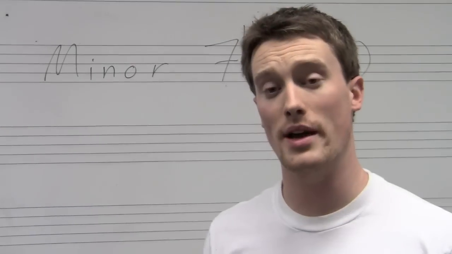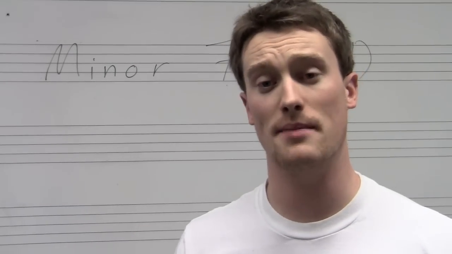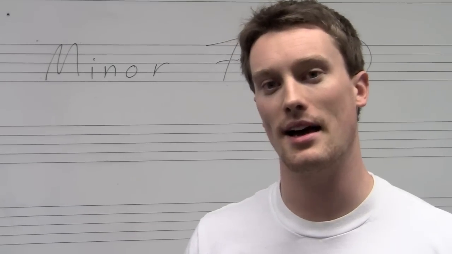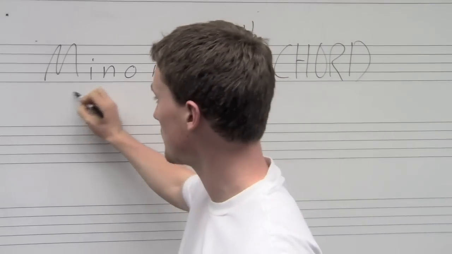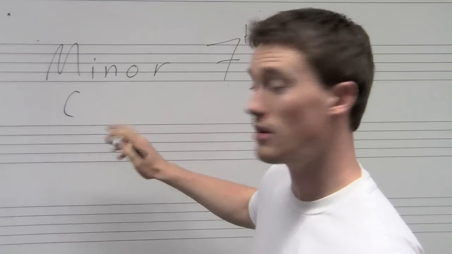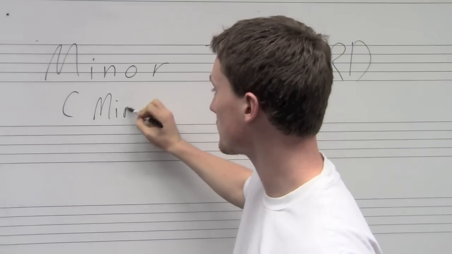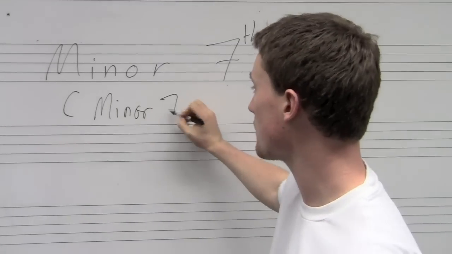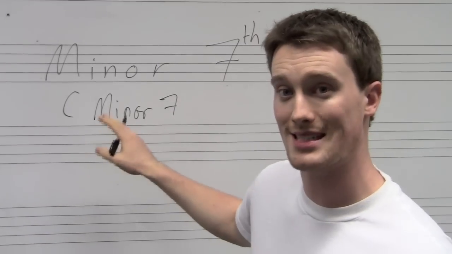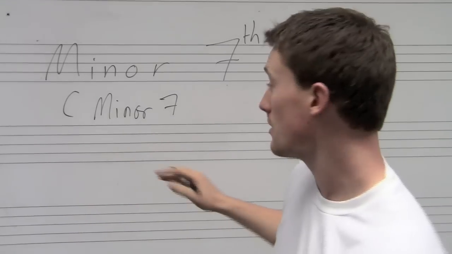Now there's a few different ways, if you're looking at sheet music or at tabs or whatever, that you might see a minor 7th chord written out. So I'll show you, okay? You might see C, if it's a C chord, and then minor next to it. If you see minor written out, you know it's a minor chord, C minor. If you see the 7th next to it, you might see C minor 7th.